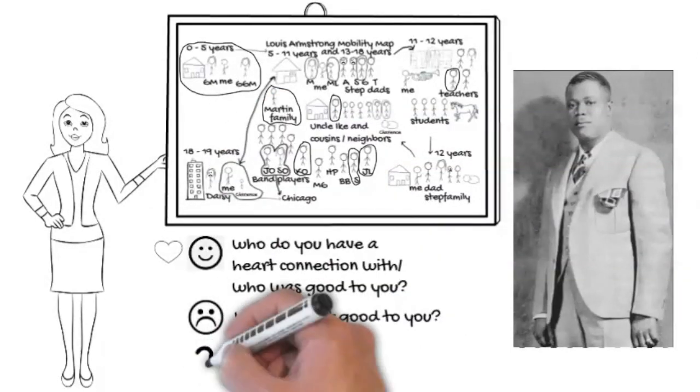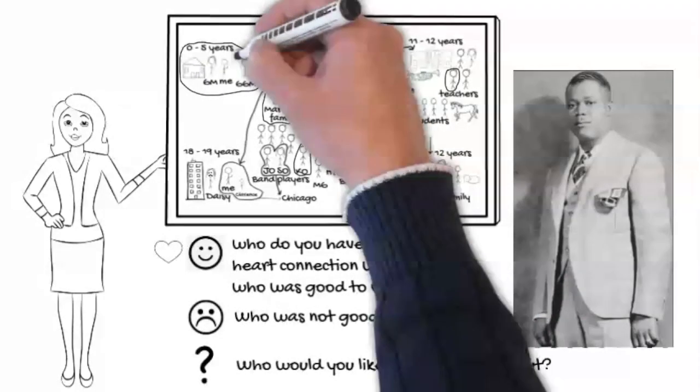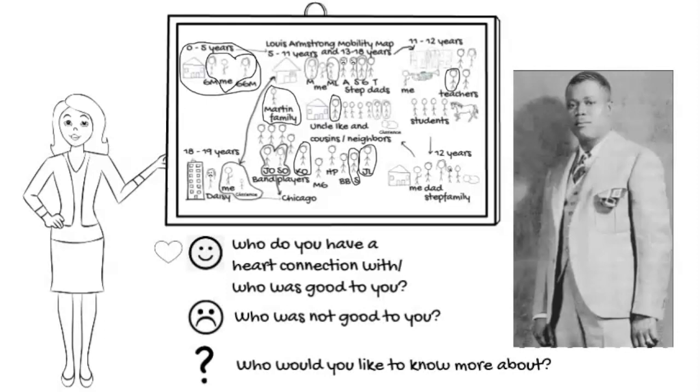Can you draw a symbol beside those people you are curious about, who you would like to know more about? Yes, ma'am. I wish I knew more about my grandmother and my great-grandmother and had spent more time with them. They loved me and I loved them. Is there anything else you want to say about this map? No, ma'am. This looks right. We now have finished the mobility map.